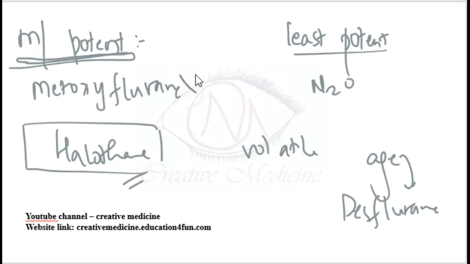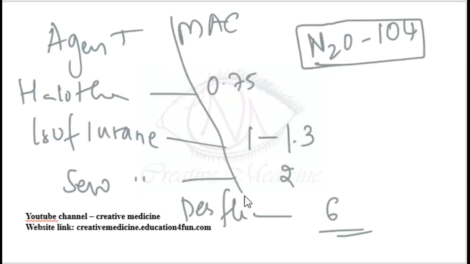Overall, the most potent are methoxyflurane and halothane. Halothane is used currently, but methoxyflurane is not used. Whereas the least potent is nitrous oxide, and the least potent volatile agent is desflurane. So, agent and minimum alveolar concentration: halothane is 0.75, isoflurane 1 to 1.3, sevoflurane 2, desflurane 6, and nitrous oxide 104.